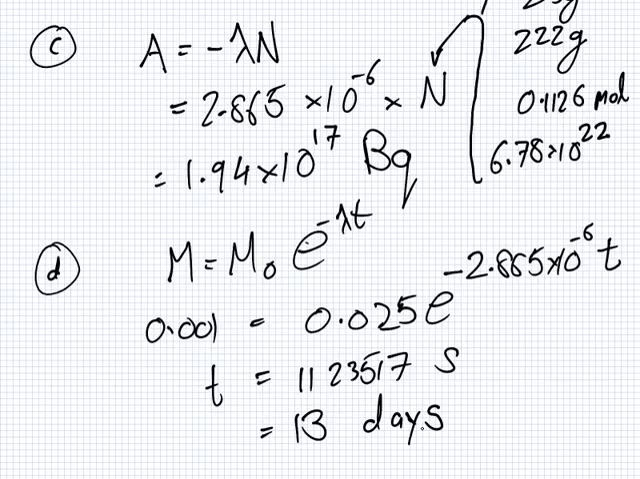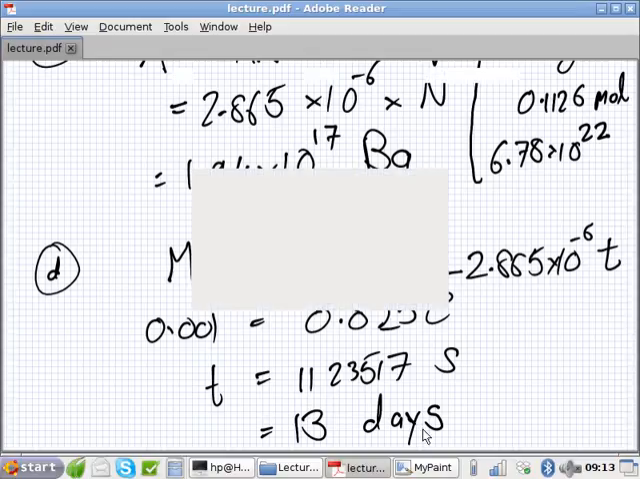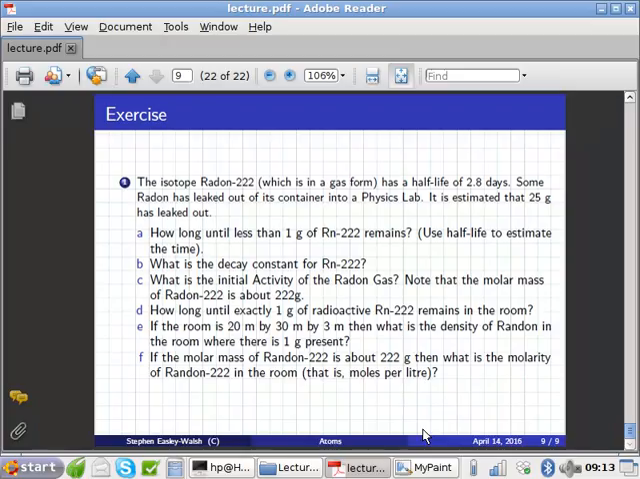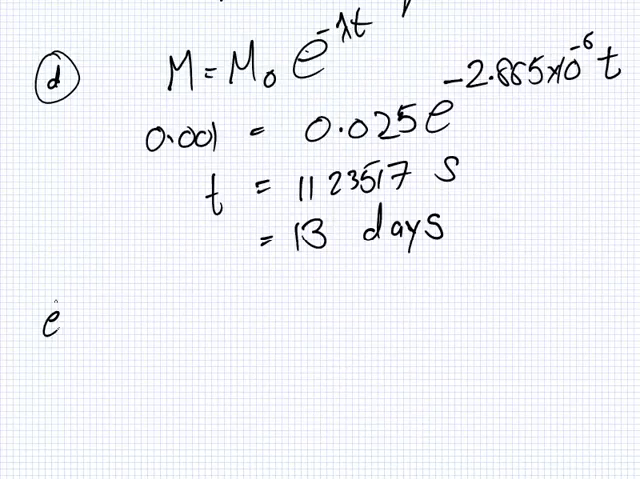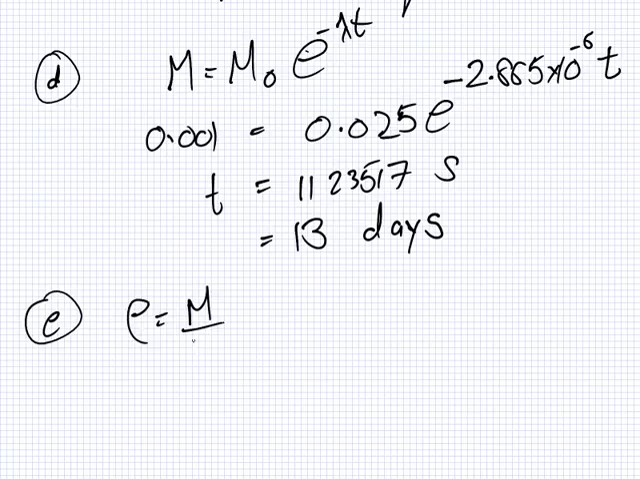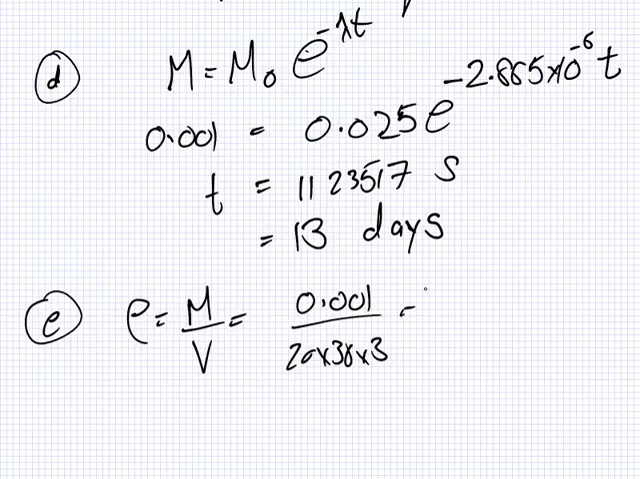Continue? Yeah? So, let's see, if the room is 20 by 30 by 3, then what's the density? Density is mass over volume, which is 0.001 over 20 by 30 by 3. So it's a small number, 5.56 times 10 to the minus 7 kilograms per meter cubed.